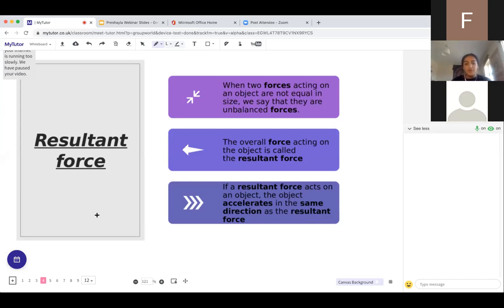When two forces act on an object and they are not equal in size, they are unbalanced. The overall force acting on the object is called the resultant force. So let's say you get a really big pull from this side, but not much pull from this side. So it's pulling it that way. You pull a lot on the right-hand side, not a lot on the left-hand side.